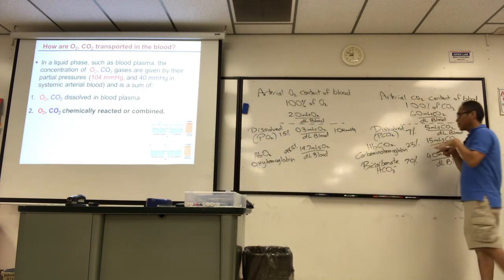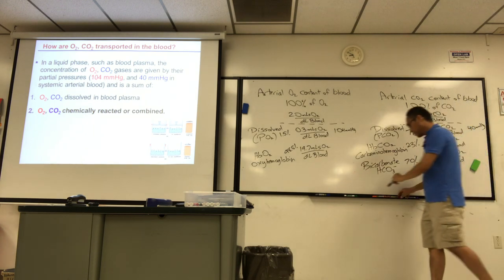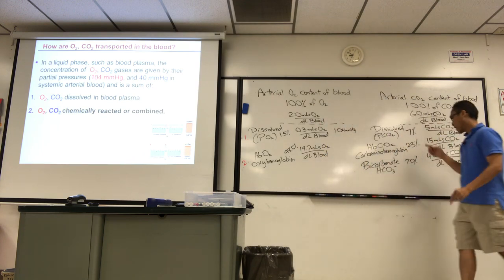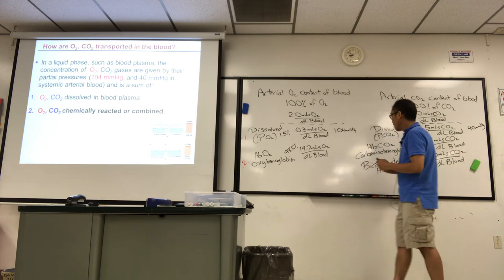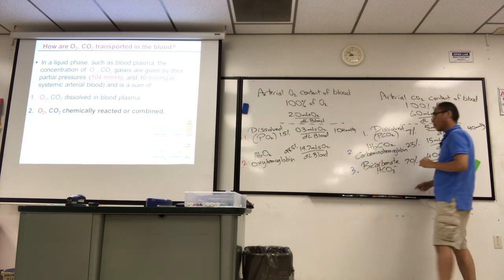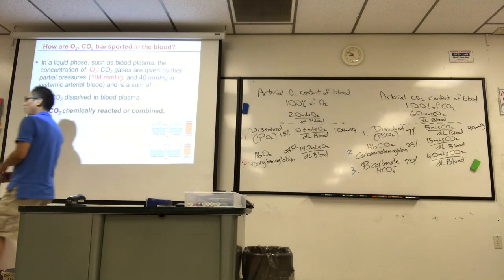Remember, up until this point, I've been just talking about PO2, 104, or 40 for the CO2. PO2 and PCO2 only refer to blood gases that are dissolved. Turns out that's not it. There are other ways that you chemically react or combine the O2 and CO2. So for the oxygen, there are two ways you can transport it: one, dissolved; two, bound to hemoglobin. For carbon dioxide, there are three ways: dissolved, bound to hemoglobin, and in the form of bicarb. So that's basically what you take away as we proceed. Are there any questions on those numbers?